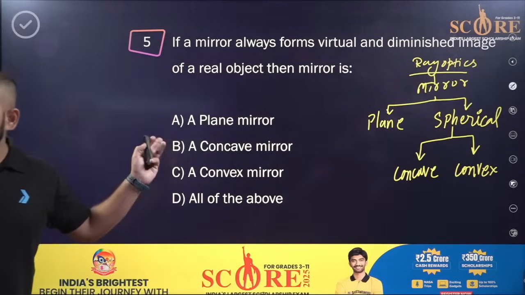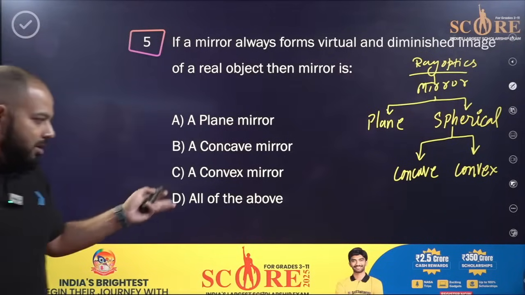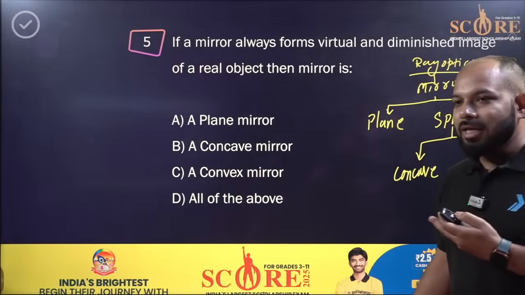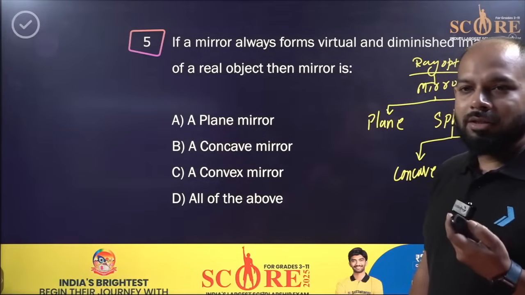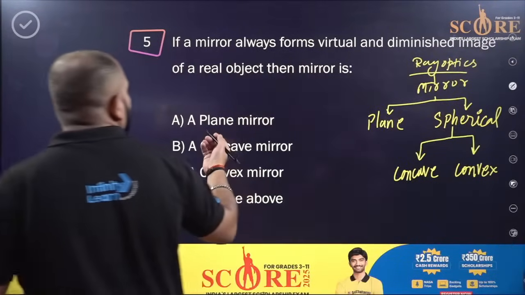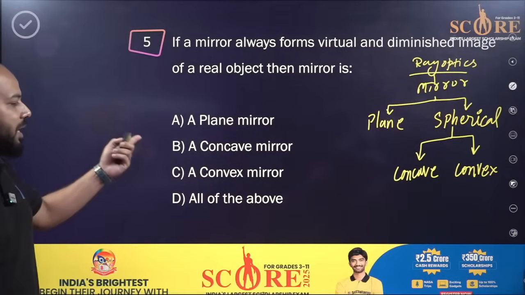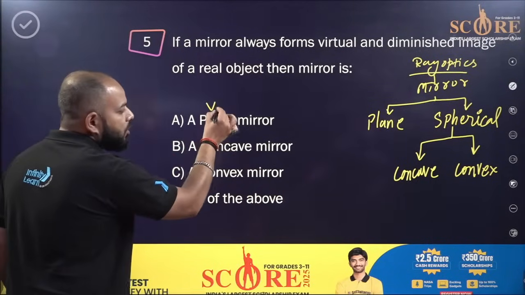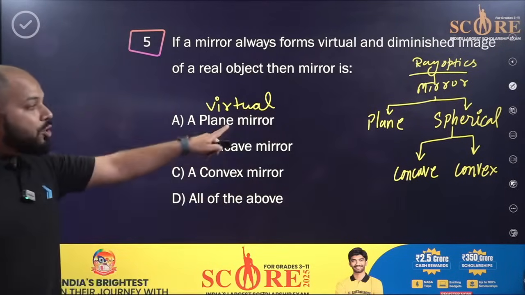Now, if you know the answer, please reply fast. Just give me the answer in the chat. Otherwise, I'll let you know the answer. Faster. Anyone? Okay. So if a mirror always forms a virtual diminished image of real objects, then the mirror is plane, concave, convex, or all of them. See, a plane mirror forms only a virtual image, first of all. And that too of the same size.